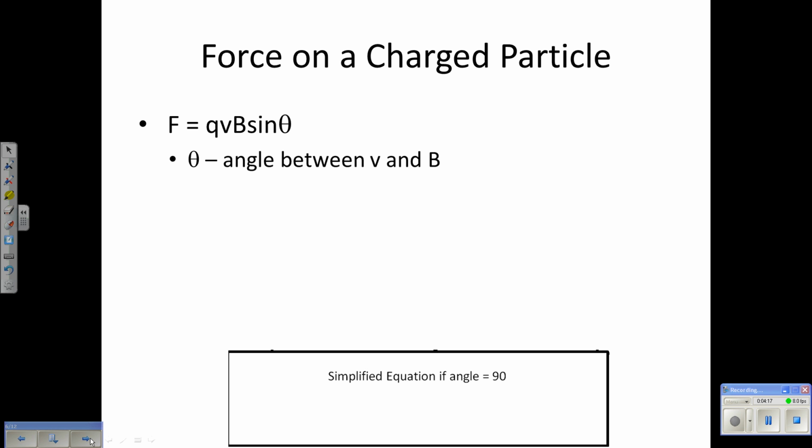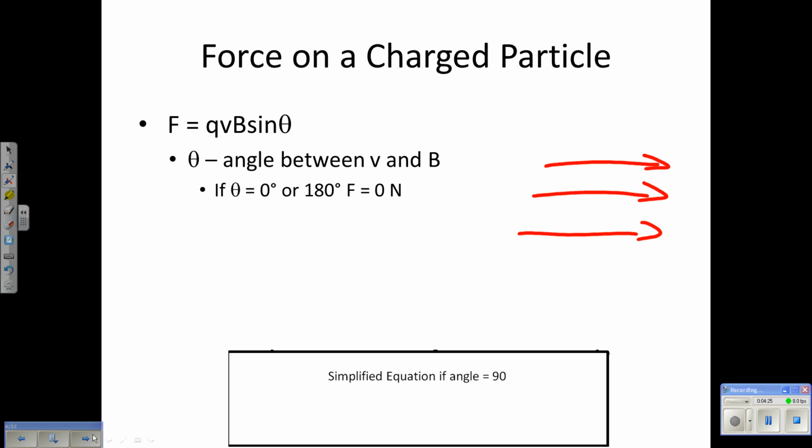Now, theta is the angle between V and B. So for example, if I have a magnetic field traveling this way, the angle between the direction that the charge is moving, so I got this little guy here, he's a charge, and he's going to start moving, the angle between the direction he moves and the magnetic field is your theta.